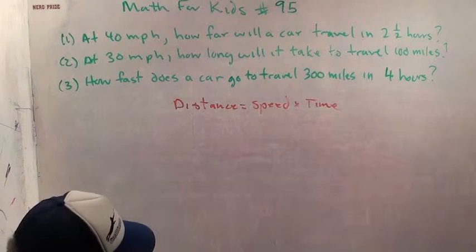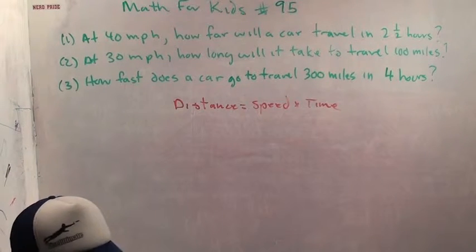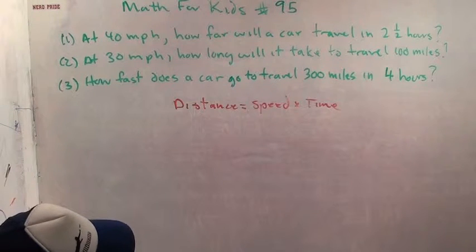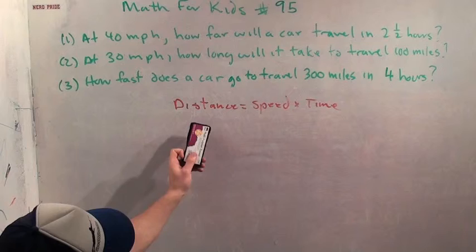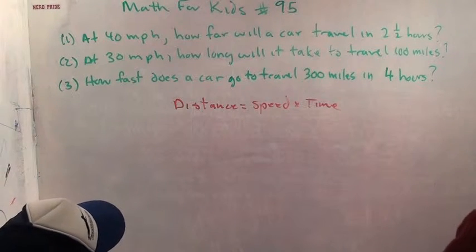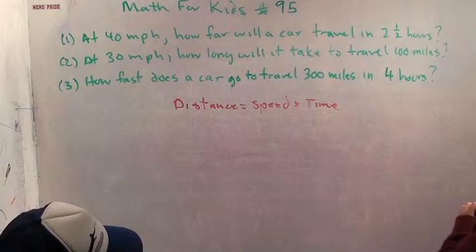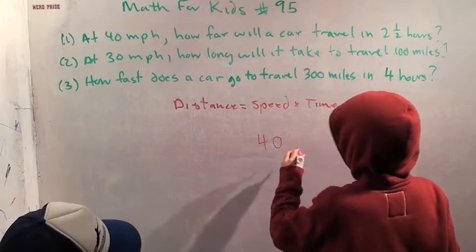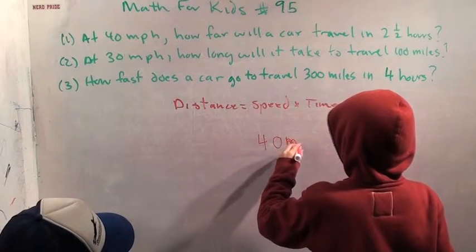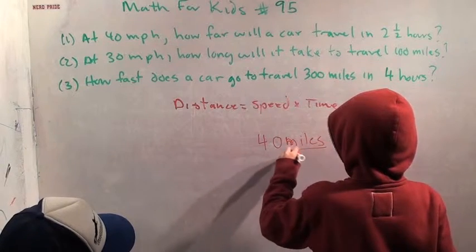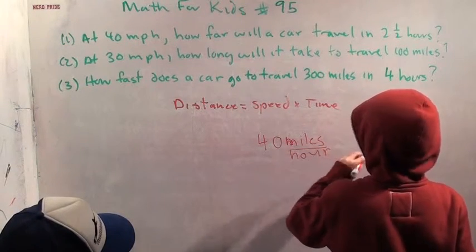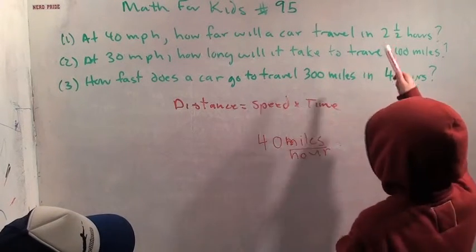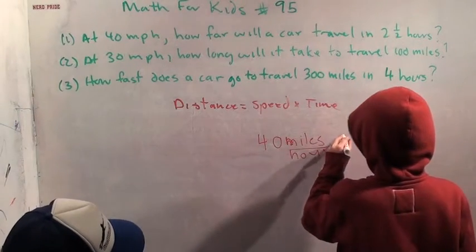Okay, so go ahead. How far will this car travel in 2.5 hours? So, we have distance equals speed times time. So what is the speed? 40 miles an hour. Okay, go ahead. So 40 miles per hour times 2.5 hours.